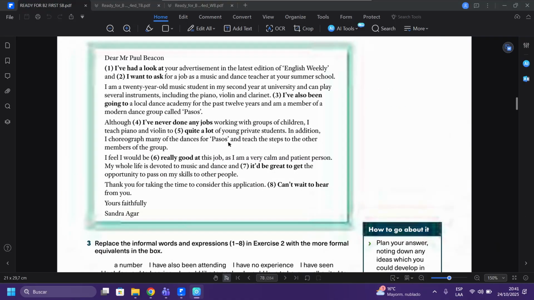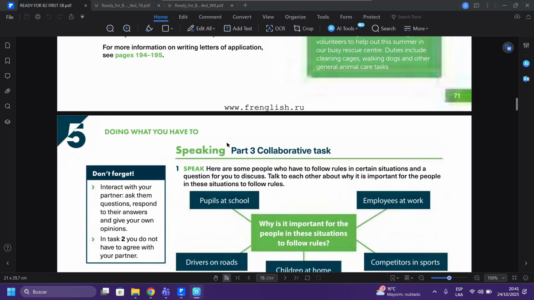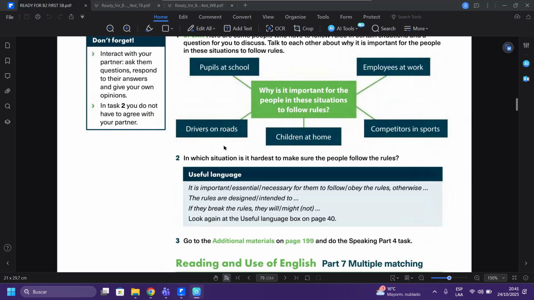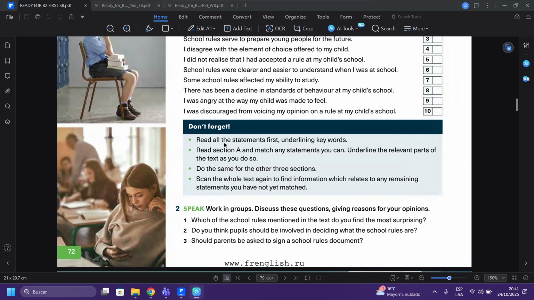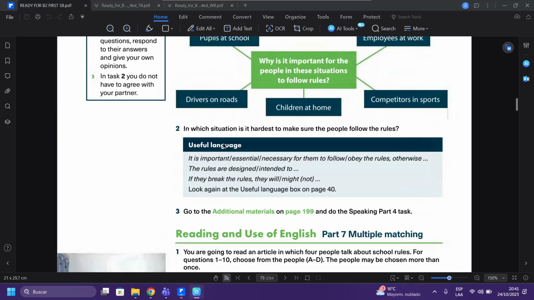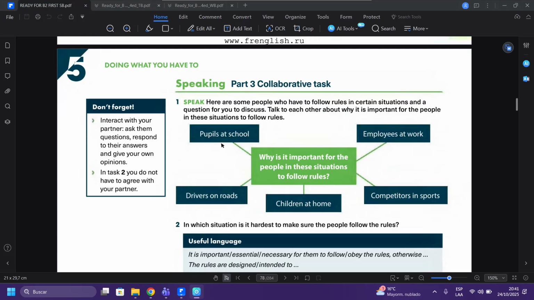So today we're gonna work on the speaking part. On your student's book, I want you to open up your book on page number 72, please. Page 72, speaking part, the collaborative task.